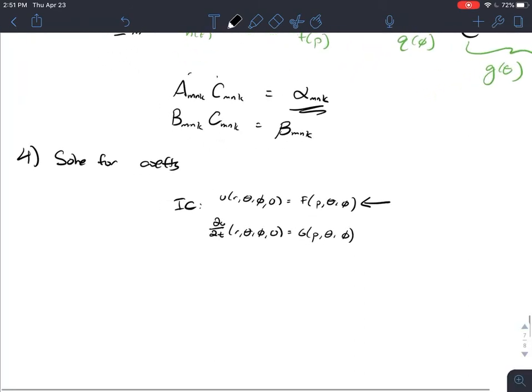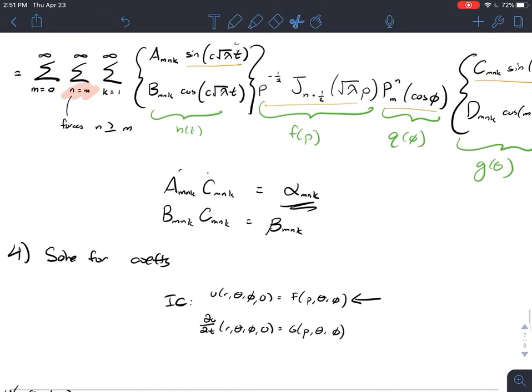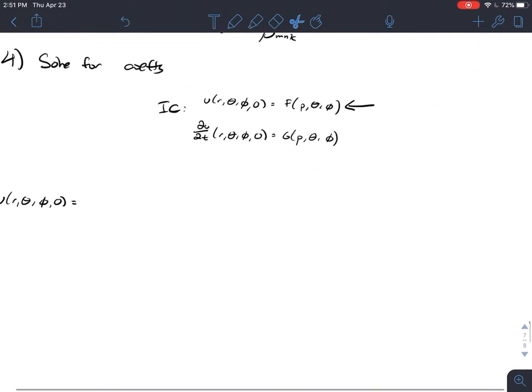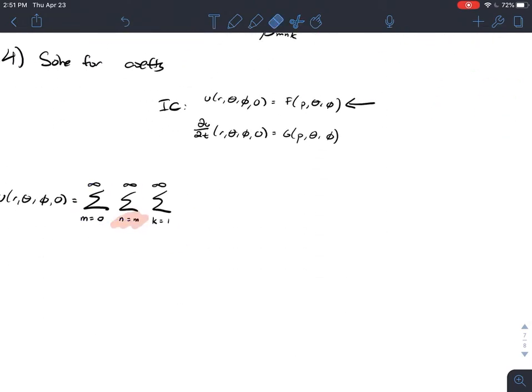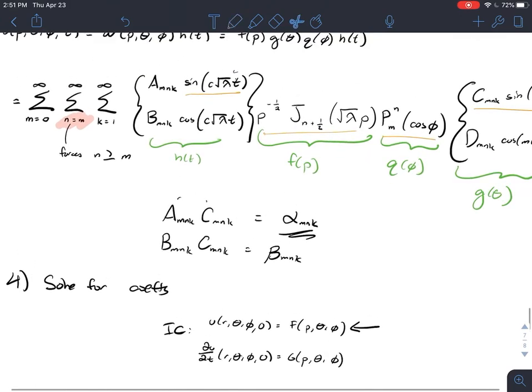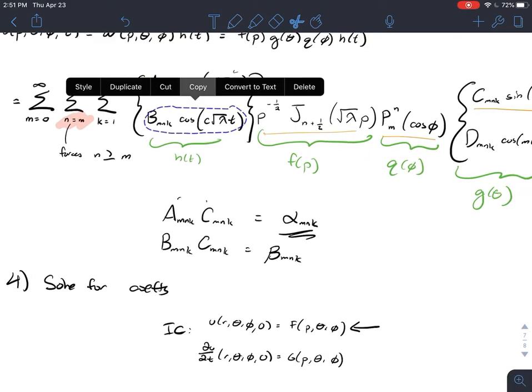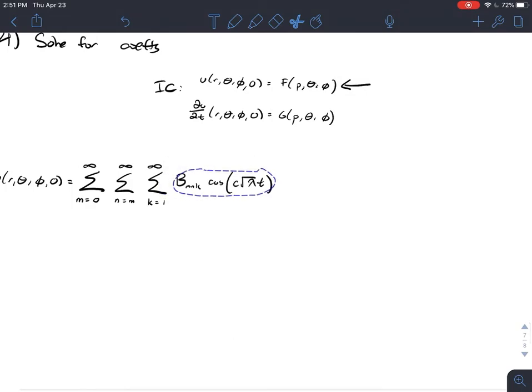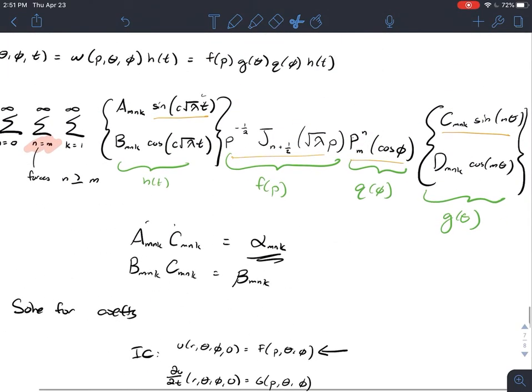Okay, so let's evaluate at time equals 0. U of r, theta, psi, 0 is equal to the triple summation again. Oh boy, these problems can get really annoying, but thankfully you won't have to do a general solution like I'm doing right now. Setting time equal to 0, we only care about the b m n k term now. And we're still going to keep everything else because those don't have any dependence on time.